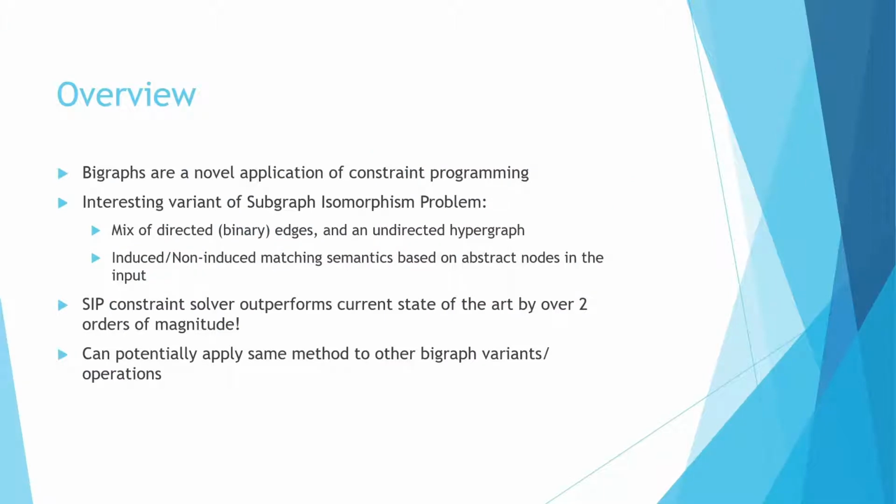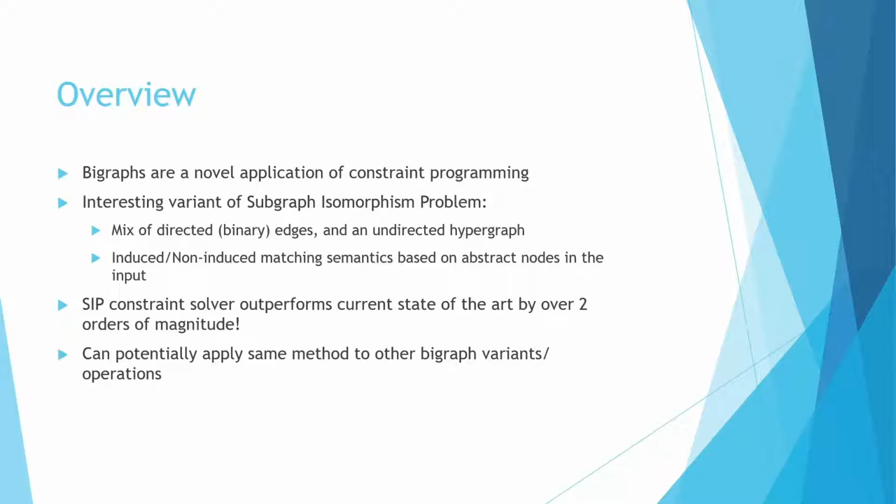Bigraphs aren't really a thing you see often in constraint programming, and that's because they're used more as a data structure for systems modeling and verification. However, in a bigraph system, the underlying data structure undergoes matching, which is a very interesting variant of the subgraph isomorphism problem. The differences are you've got a much more complicated data structure, so you have a mix of directed edges, you have undirected hypergraphs, you have both induced and non-induced matching semantics based on the addition of additional abstract nodes and where they're located in the input.